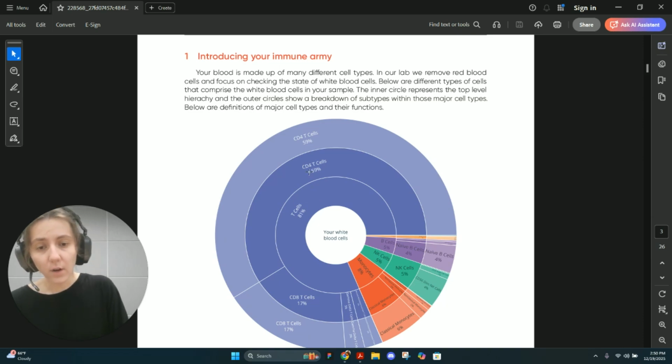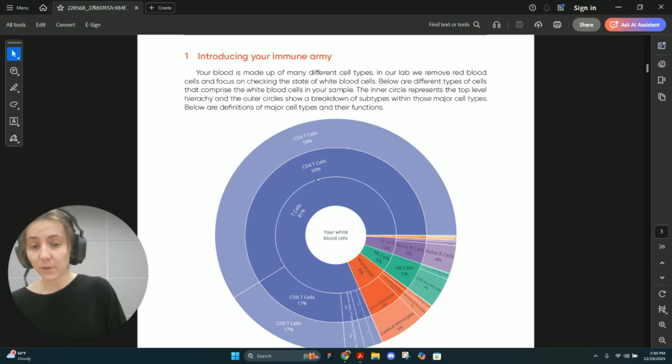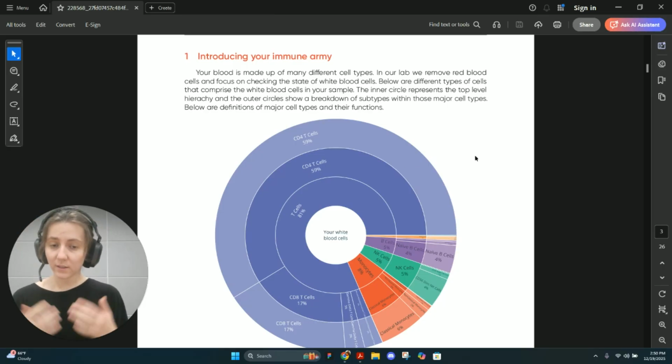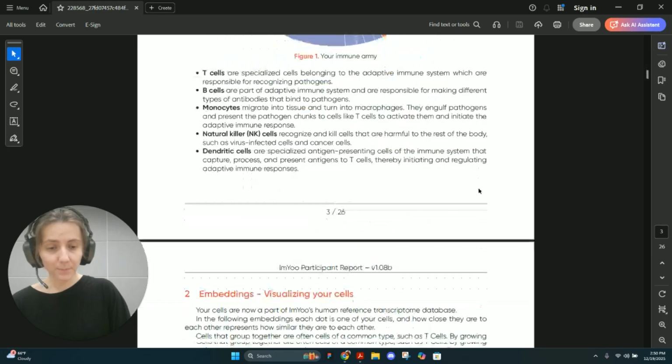So as you go further out into what we call the sun or the circle, you start to see the subtypes of different T cells. There's a lot of them. So you see CD4 T cells and CD8 T cells, and you can see in terms of percentage how much of them make up the total T cells. So this is interesting to see. Standing alone, it doesn't really mean much, but it's interesting to look at your distribution of different cell types.